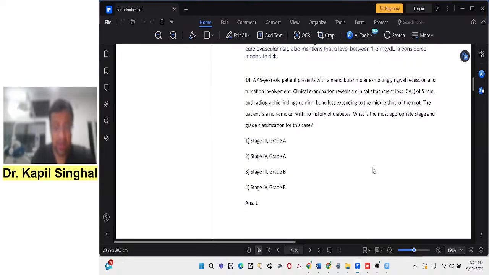Next question, very important, and the examiners are asking questions on these classifications. I'll be discussing this classification now. So the question is, a 45-year-old patient presents with a mandibular molar exhibiting gingival recession and furcation involvement. Clinical examination reveals a clinical attachment loss of 5 mm. First important point. Radiographic findings confirm bone loss extending to the middle third of the root. Patient is a non-smoker and non-diabetic, no history of diabetes.